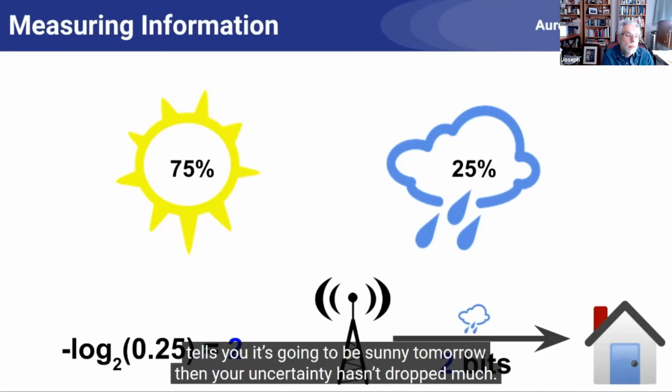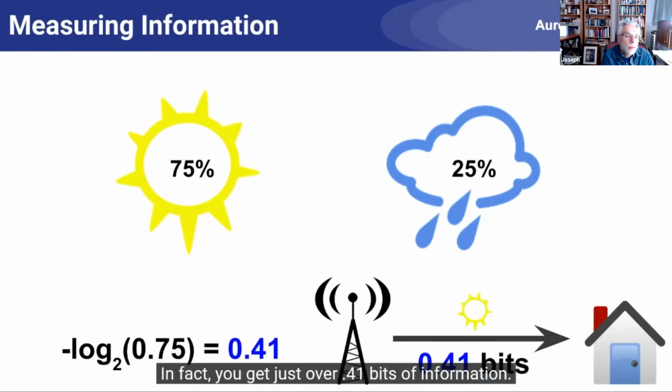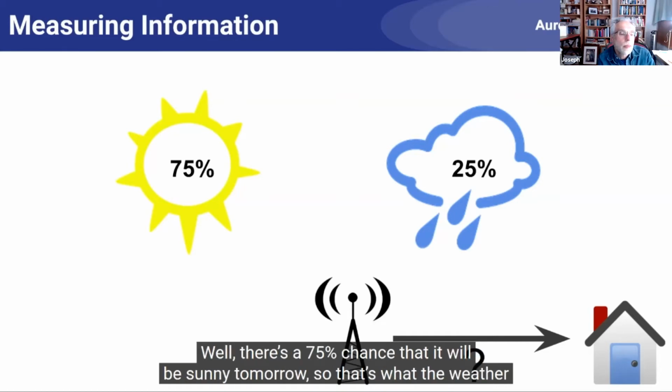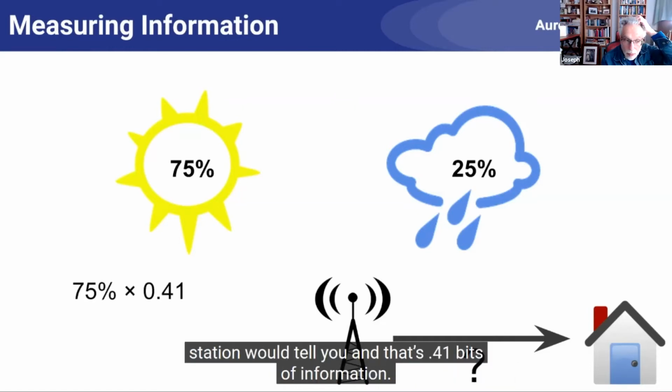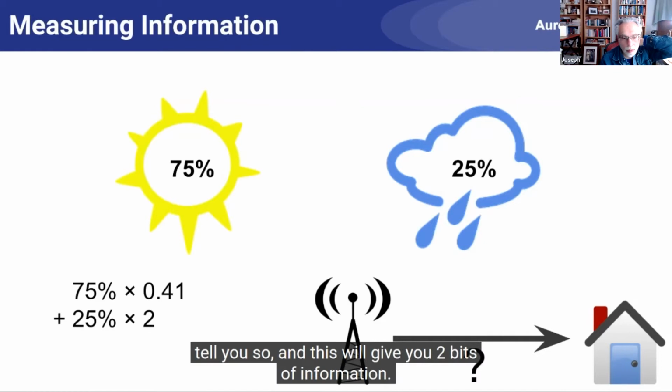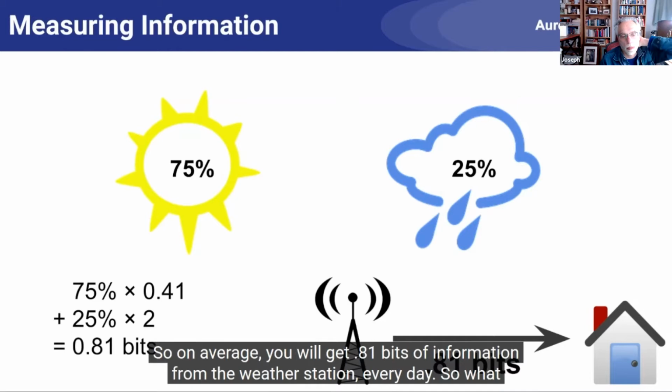Now, if the weather station tells you it's going to be sunny tomorrow, then your uncertainty hasn't dropped much. In fact, you get just over 0.41 bits of information. So how much information are you actually going to get from the weather station on average? Well, there's a 75% chance that it will be sunny tomorrow, so that's what the weather station would tell you, and that's 0.41 bits of information. Then there's a 25% chance that it will be rainy, in which case the weather station will tell you so, and this will give you 2 bits of information. So on average, you will get 0.81 bits of information from the weather station every day.